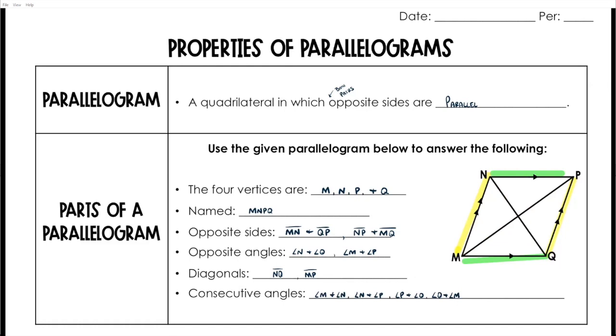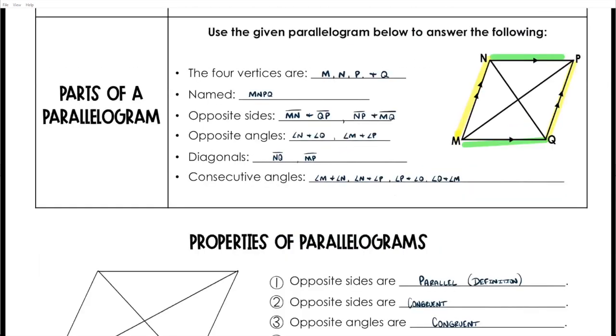And then there's a ton of consecutive angles. Consecutive meaning next to. So N is next to P. P is next to Q. Q is next to M. And M is next to N. So all four of those are consecutive angles. And now you're like, well, what do we got to go through all those for? Well, there are properties of parallelograms based on all of our parts.